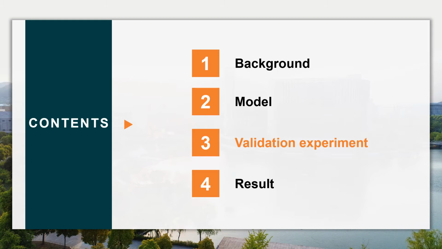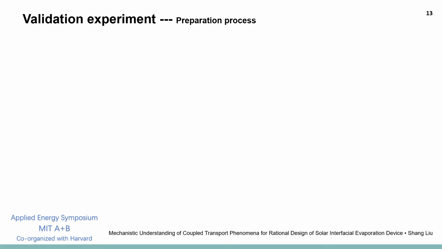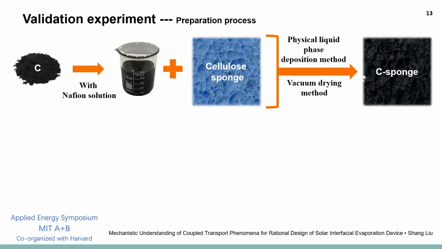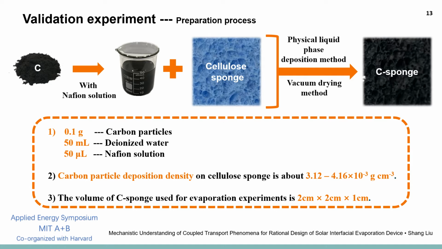The third part is about the validation experiments. After getting the model, we designed a sample validation experiment. The first session of the experiment is about the preparation process of the sample, which combines carbon particles for the absorption layer and cellulose sponge for the insulation layer. The final sample was called the C-sponge for short, and the specific parameters are listed here.